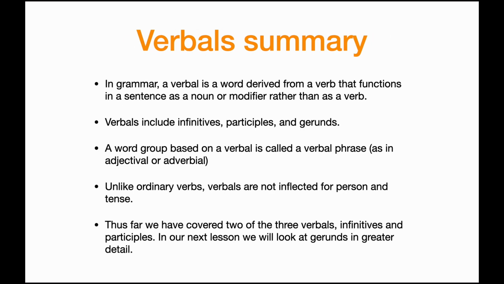Verbal summary. In grammar, a verbal is a word derived from a verb that functions in a sentence as a noun or modifier rather than as a verb. Verbals include infinitives, participles, and gerunds. A word group based on a verbal is called a verbal phrase, as in adjectival or adverbial. Unlike ordinary verbs, verbals are not inflected for person and tense. Thus far we have covered 2 of the 3 verbals, infinitives and participles. In our next lesson we will look at gerunds in greater detail.